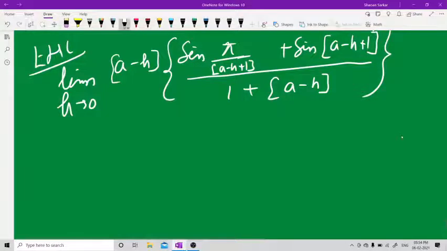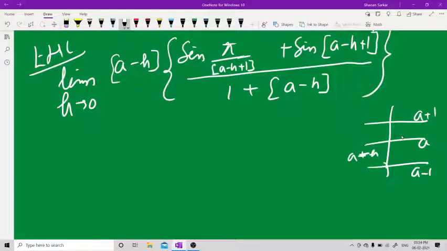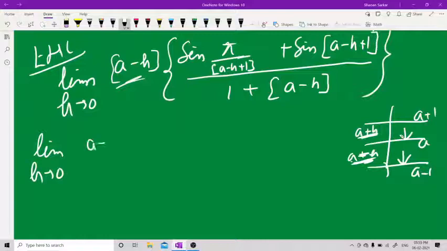Now again, look, ladder network setting. This is A, this is A minus 1 and this is A plus 1. A minus H is somewhere here, and A plus H was here. So for A plus H, the floor function was this. For A minus H, the floor function is this. So this will give me limit H tending to 0, A minus 1.